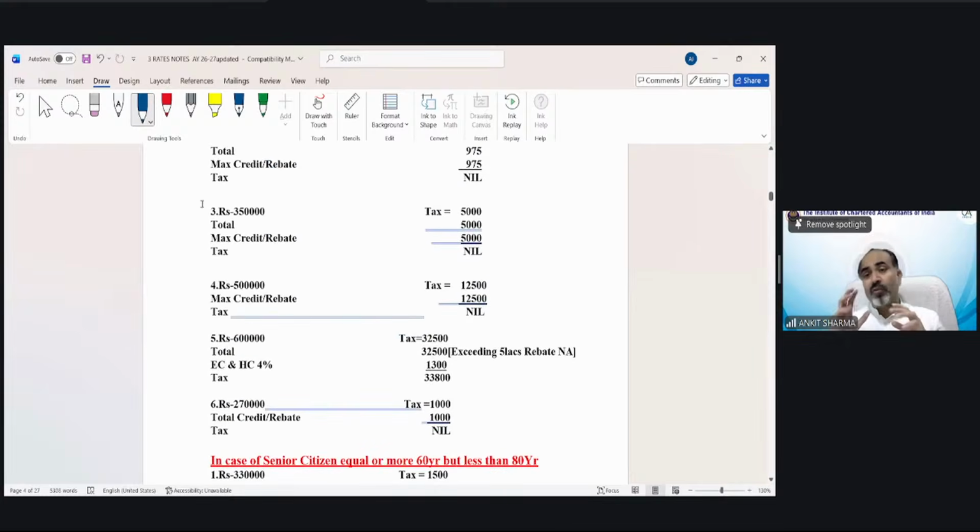And this rebate would work only up to rupees 5 lakh. You can see example number 4. As we have discussed, up to 5 lakh there is no tax. So the exemption limit is 2.5 lakh, but with the help of rebate, up to 5 lakh you need not pay any tax.